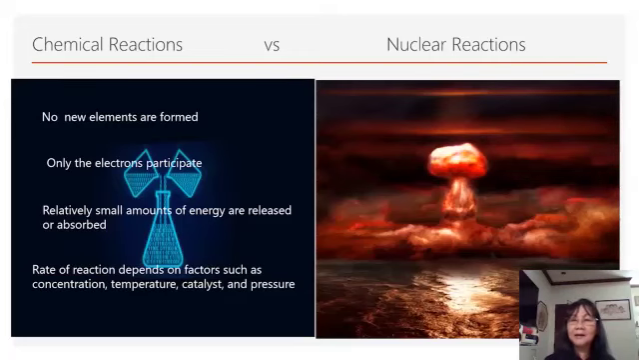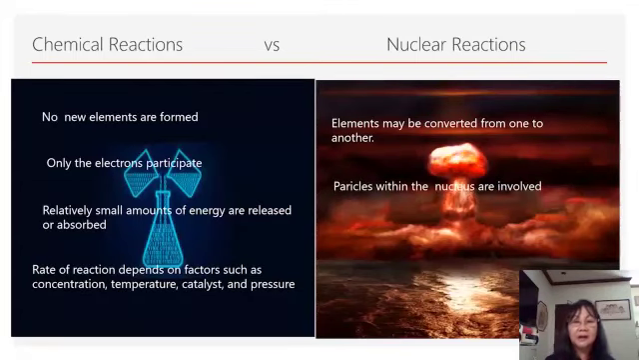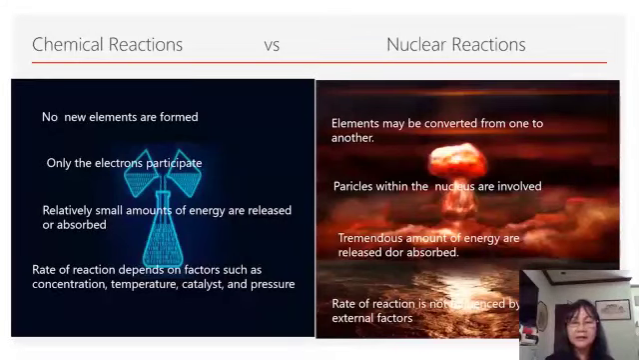On the other hand, in nuclear reactions, elements may be converted from one to another. So new elements are formed in the reaction. Particles within the nucleus are involved. Tremendous amounts of energy are released or absorbed during nuclear reactions. And the rate of reaction is not influenced by external factors such as concentration, temperature, catalyst, and pressure.